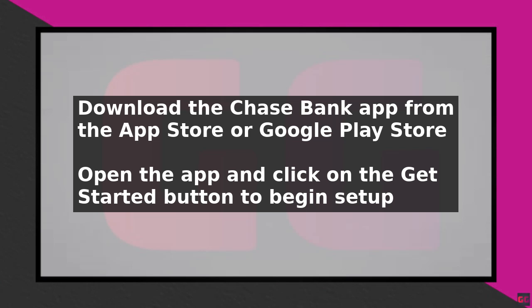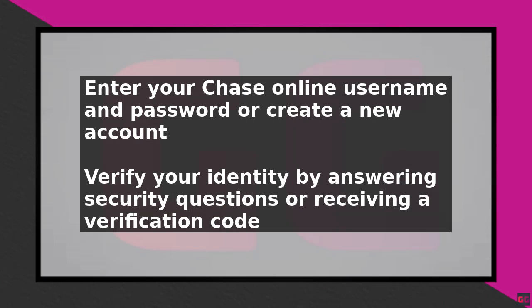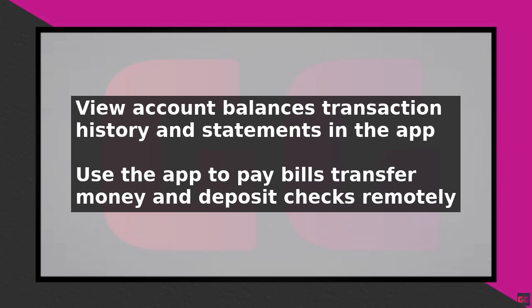the Not Enrolled option. Next, you will need to verify your identity by answering a series of security questions or receiving a verification code via email or phone. This is a one-time process to ensure the security of your account. After verification, you will be asked to create a 4-digit passcode or use Touch ID or Face ID to log into the app. The Chase Bank app allows you to view your account balances, transaction history, and statements.